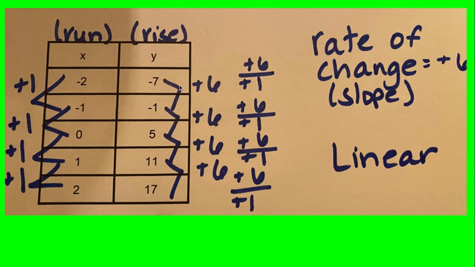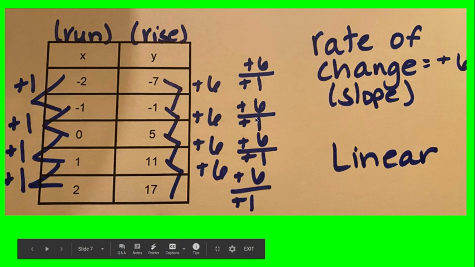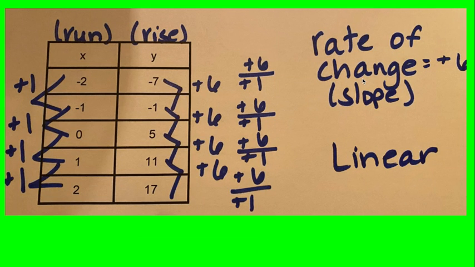So between the first two sets, I increase by 6 on my y side, increase by 1 on my x side. Between the next two, -1, 0 and 5, I increase by 6 on my y side, increase by 1 on my x side, or my rise over my run. Between 0, 5 and 1, 11, I increase by 6, then increase by 1. And from 1, 11 to 2, 17, I increase by 6 and I increase by 1. I can see that +6 over +1 is the same all the way throughout. Therefore, my rate of change, or my slope, for this function is +6, and therefore this function is linear.